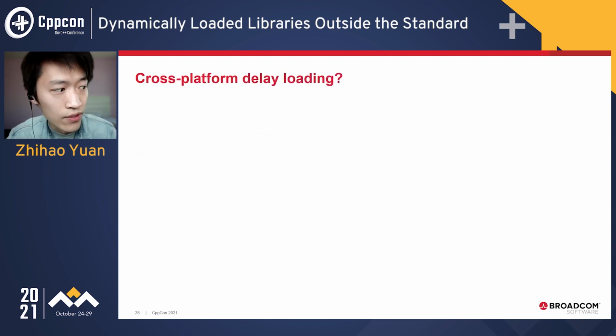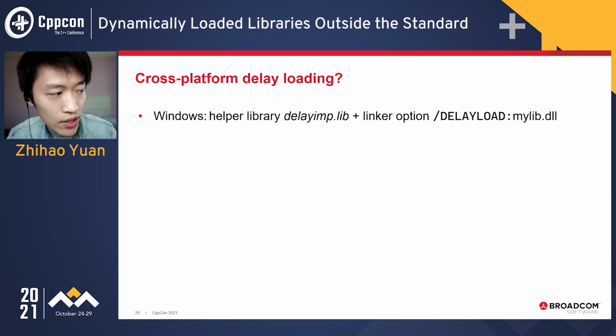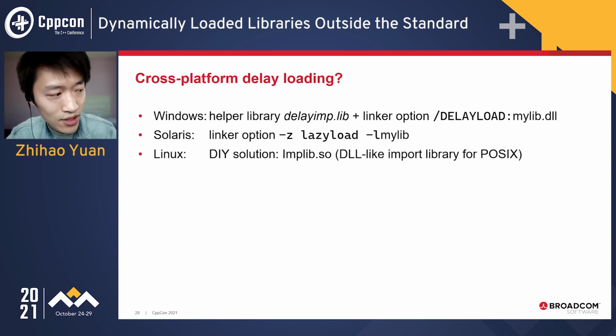Is delay loading available cross-platform? Sort of. On Windows, you can link a helper library called delayimp.lib and pass the link option /delayload followed by your library file. On Solaris, you can use the link option -z lazyload followed by your regular link flags. On Linux, there's a DIY solution. You can search for implib.so on GitHub. It's a DLL-like import library for POSIX, and this library uses dlopen. It's an example of solving a problem that could be solved with a linker change, using dlopen.